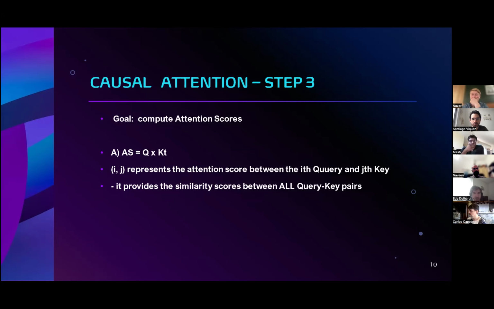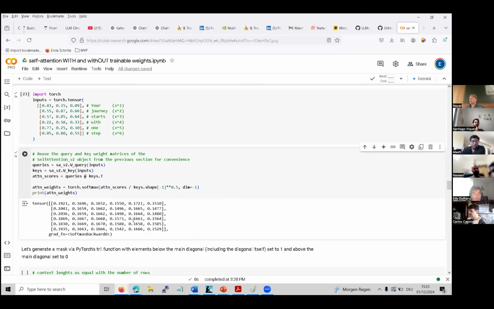Okay, so let me switch back to the code now. Yeah, so this is the attention score matrix. Let's take the first line here. The first line represents the attention of the query 1, which is the word the, to all the other keys in the sentence.